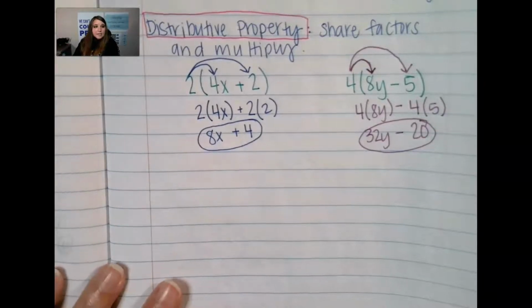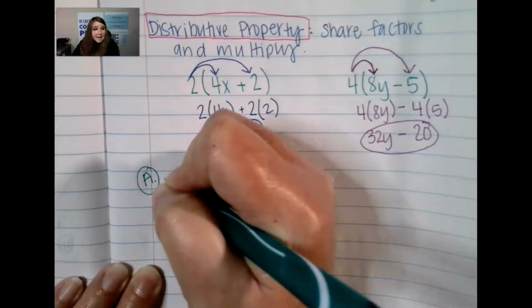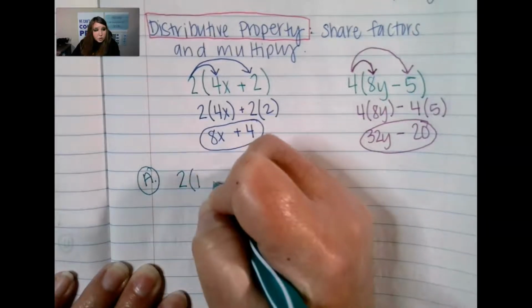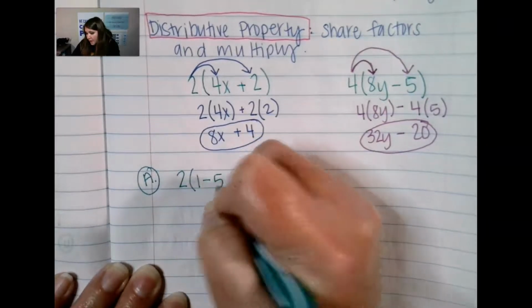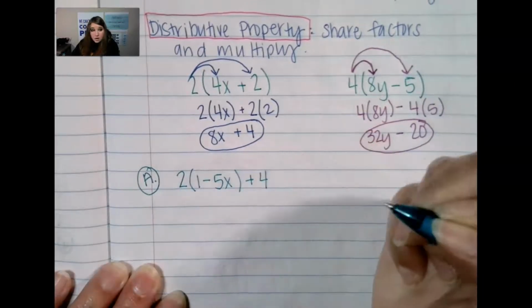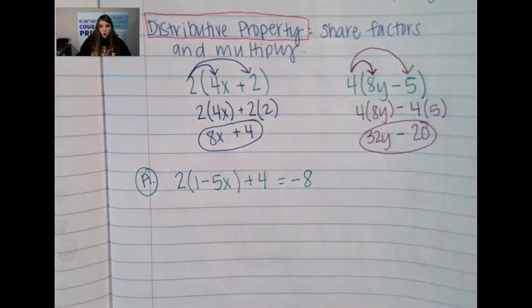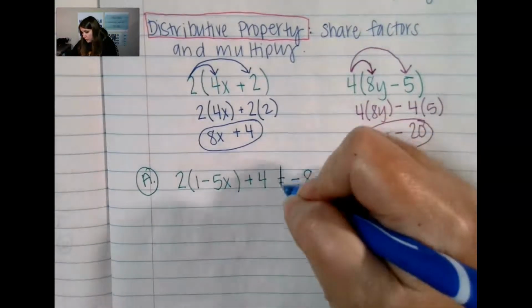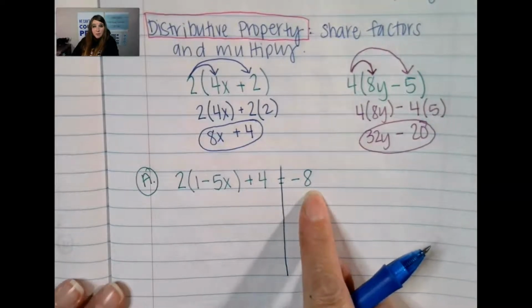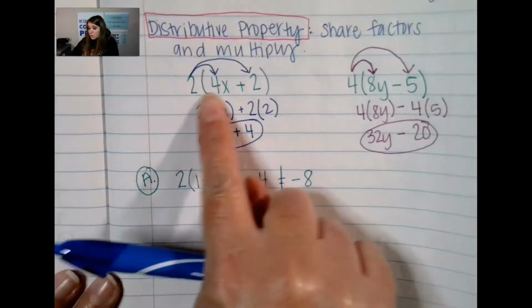All right. So our example is, let's go ahead and do example A. And it says, two groups of 1 minus 5x plus 4 equals negative 8. Okay, so our first step is to put up our block so we don't think about this negative 8 right now. We don't care about it right this second. Okay, our first step is to distribute.